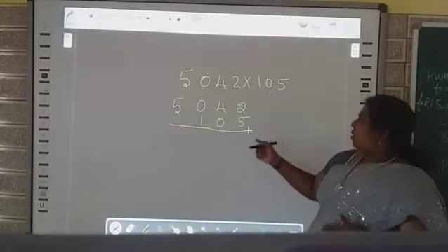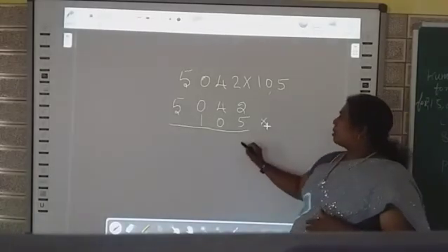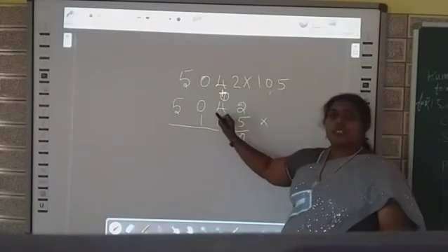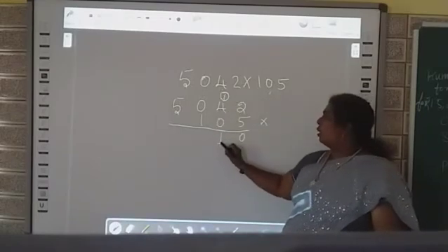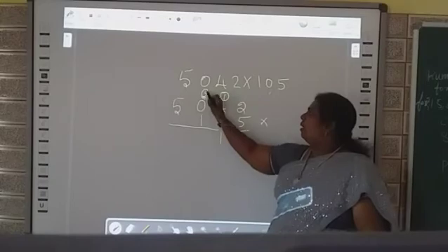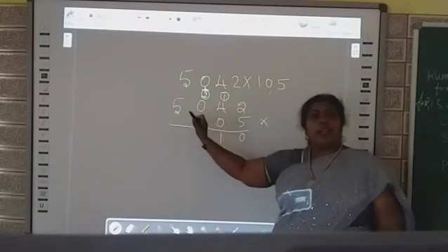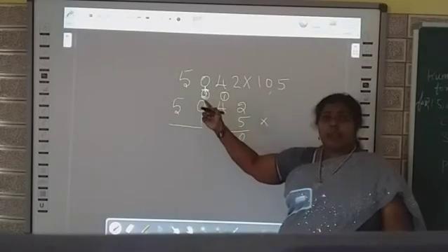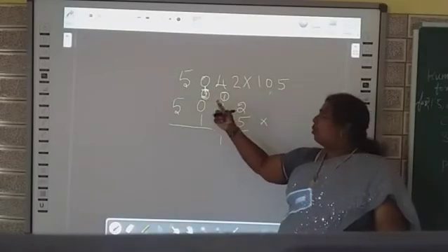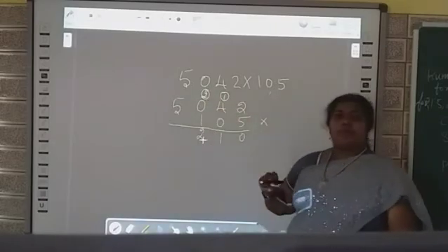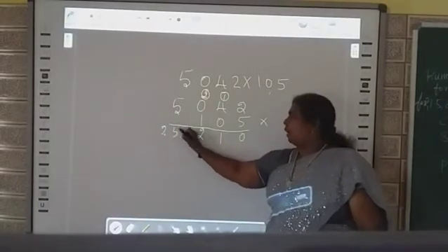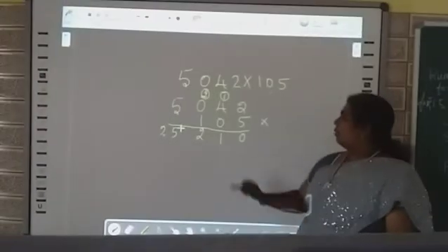Yes. So here 5 times 2 is 10. Then 1 carry over. Then 5 4s are 20. 20 plus 1, 21. Then 2 will be here. Then 5 times 0. 5 times 0 is 0. Then after that you have to add this carry over value. Okay. 0 plus 2 how much? 2 only. Right? Then 5 5s are 25.